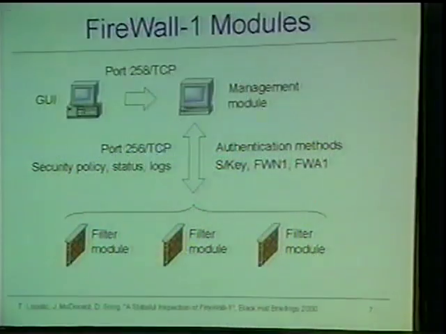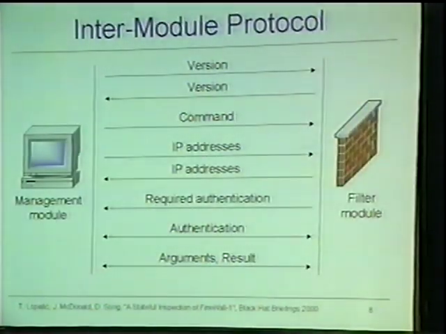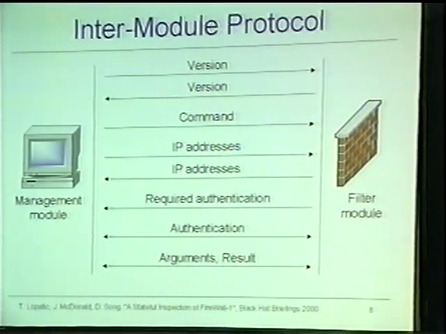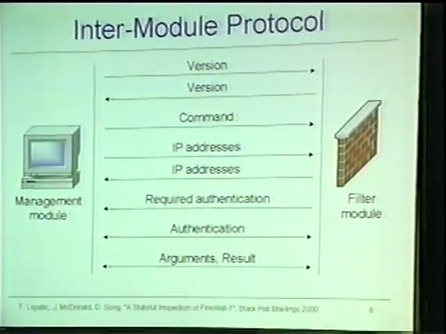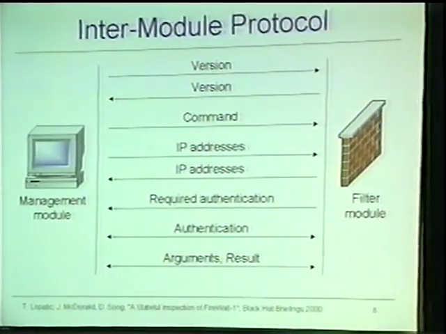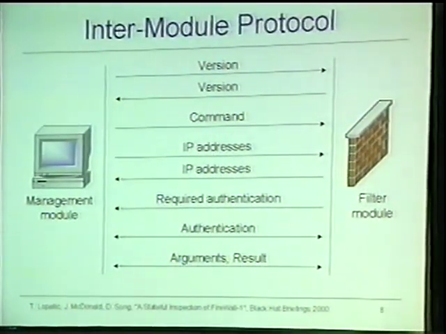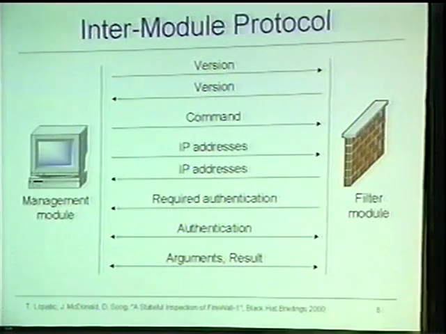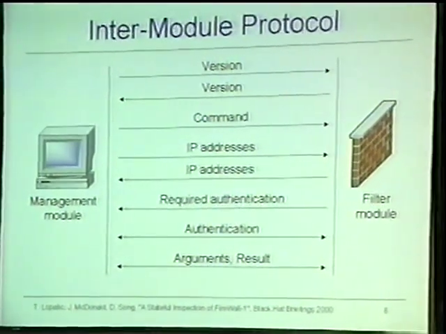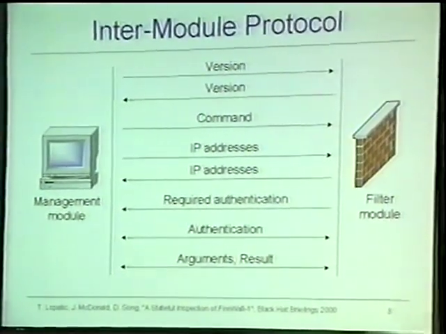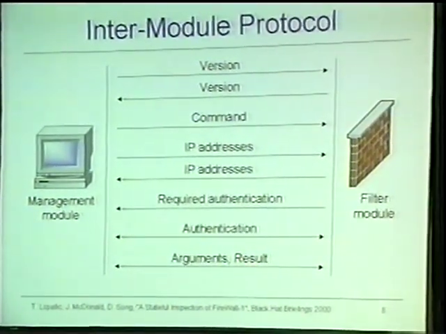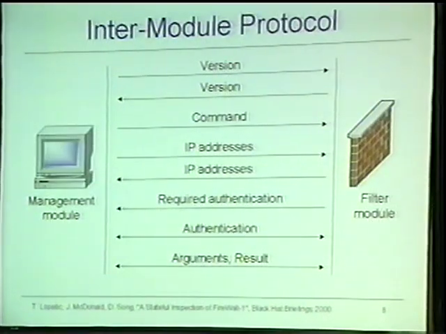Okay, let's start with a general overview of the protocol between the management module and the filtering modules. In the beginning, we have the management module on the left-hand side and the filter module on the right-hand side. And we are going to impersonate a management module in order to access the filtering module and unload the security policy. First of all, we send a protocol version. We get a protocol version back from the filtering module. Then we send to the filtering module the command. In our case, it's the unload command.